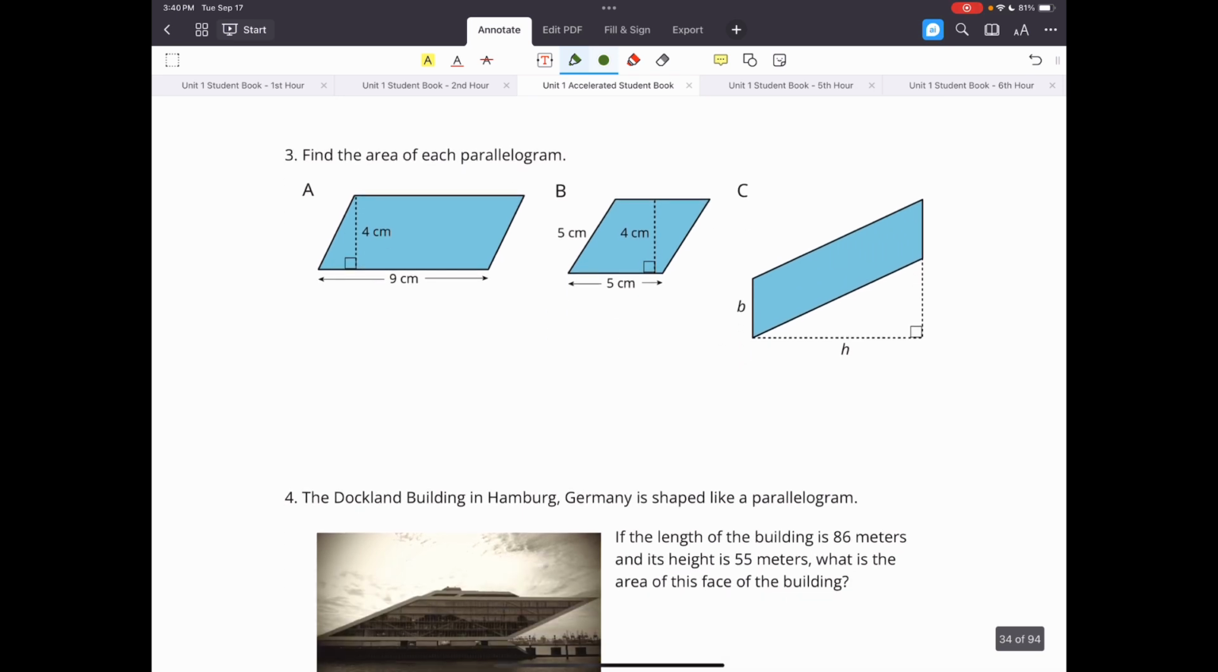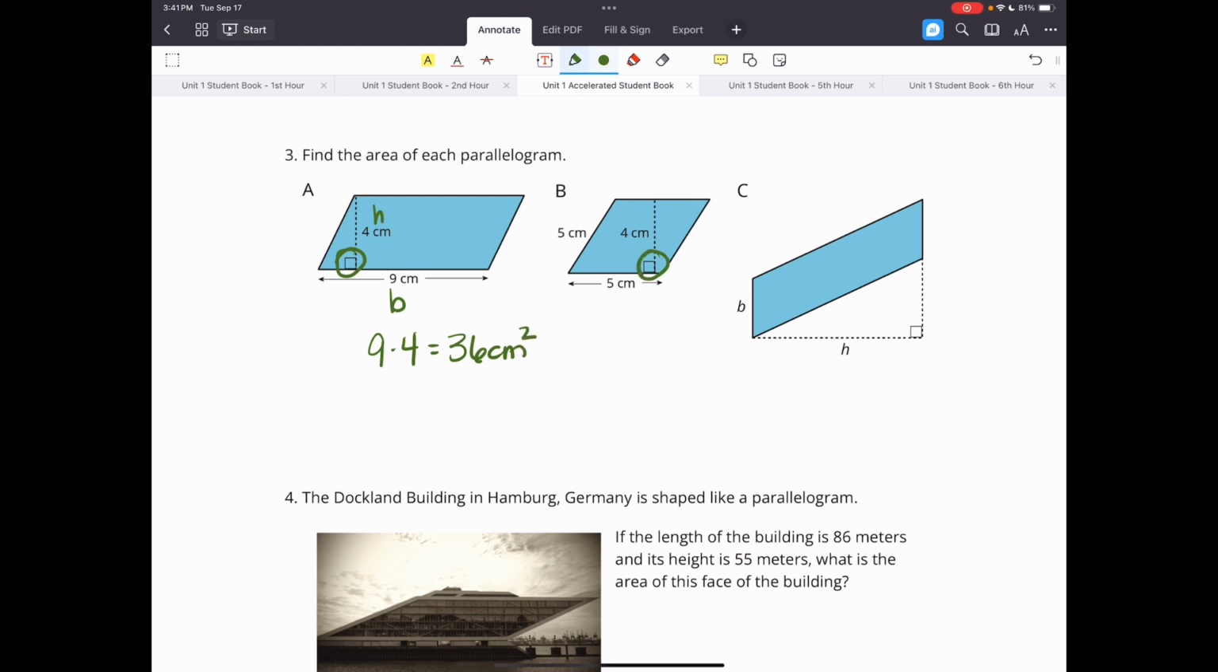All right, question number 3. We're off the grid, so we have to identify the correct base and height. Here's a checkpoint. Hopefully the Edpuzzle stopped you. Now let's go over this. We're lucky enough to have just 2 measurements, but we have that right angle. So base is 9, height is 4. 9 times 4 is 36 centimeters squared.